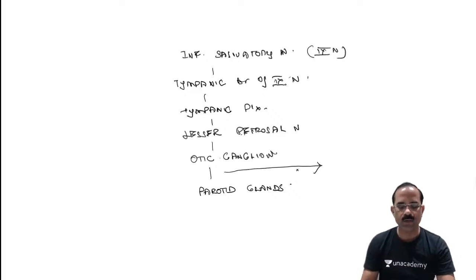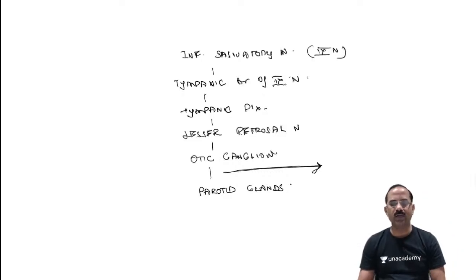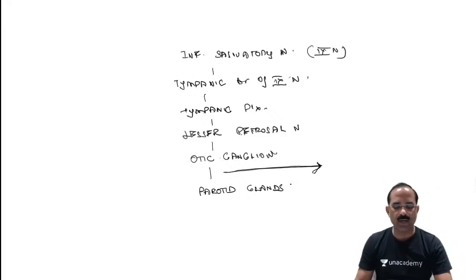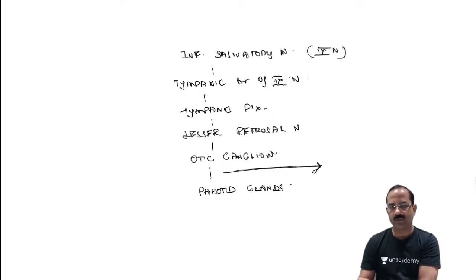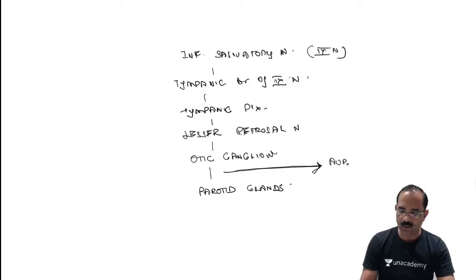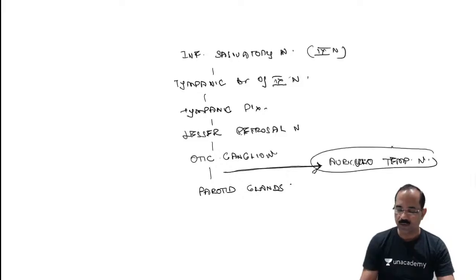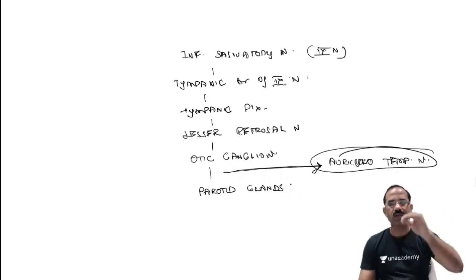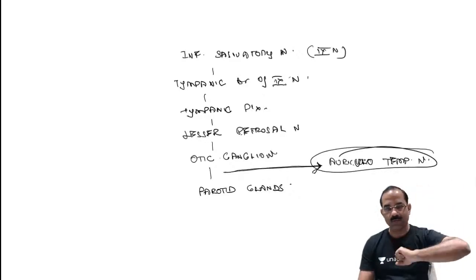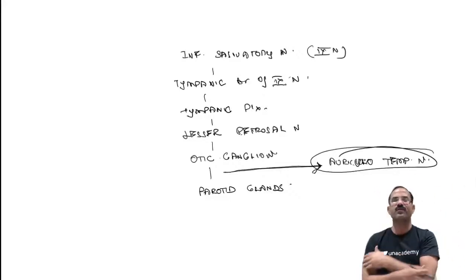Who carries these fibers from the otic ganglion to the parotid gland? Come on students, be interactive. Which is the nerve which carries these fibers from the otic ganglion to the parotid gland? That's the auriculotemporal nerve. It doesn't mean the auriculotemporal nerve supplies the parotid. No, the auriculotemporal nerve just carries the fibers to the parotid gland.